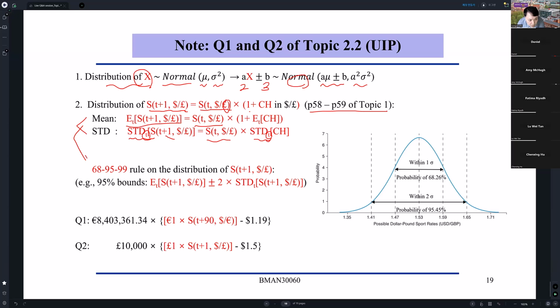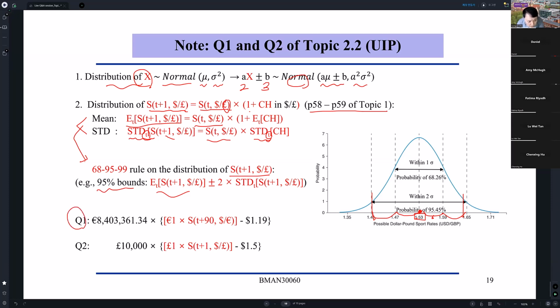Given this mean and standard deviation, we can get the 68%, 95%, 99% bounds of these future distributions. For example, for the 95% bound, it is mean plus minus 2 times the standard deviation. So in this figure, this is the mean. Standard deviation is 6. So this is 1 sigma, this is 2 sigma, minus 1 sigma, minus 2 sigma. So this gives you the 95% bound, approximately.